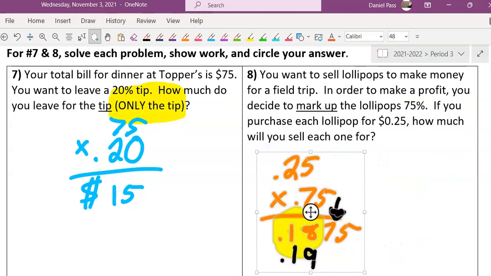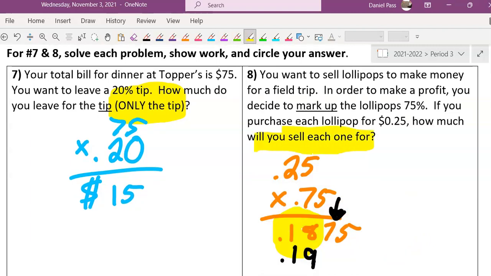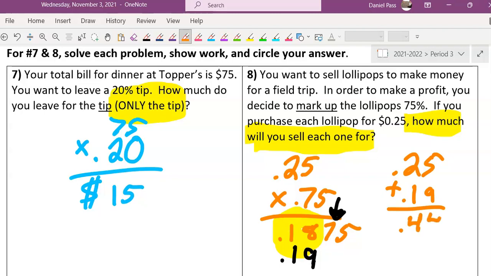That's because this is a final price problem. How much are you selling it? What's your final selling price? So final price means you have to add it, correct. Okay, so we're adding 25 cents to 19 cents. Good. What do you get? 0.44 or 44 cents. He is correct.